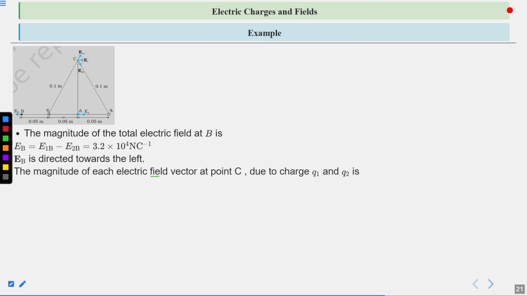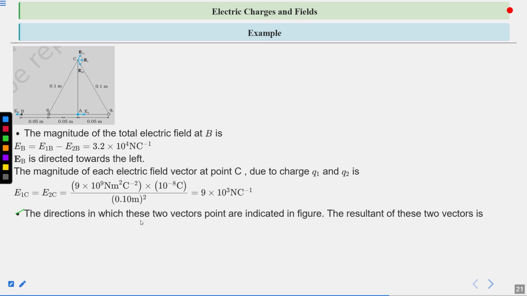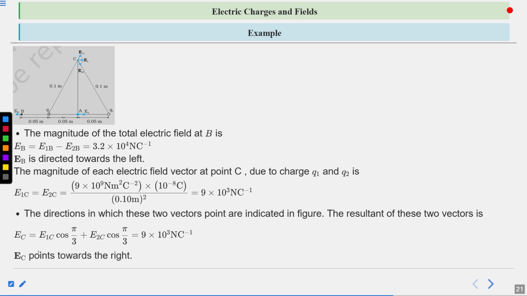So the magnitude of each electric field vector at C, due to charge Q1 and Q2, is E1C equal to E2C. The magnitude is the same, that is 9 into 10 raised to the power 3 Newton per coulomb. The directions in which these two vectors point are inclined, as in the figure. The resultant of these two vectors is EC equal to E1C cos pi by 3 plus E2C cos pi by 3, which is 9 into 10 raised to the power 3 Newton per coulomb. So EC is the net electric field. EC points towards right. I hope this is clear.